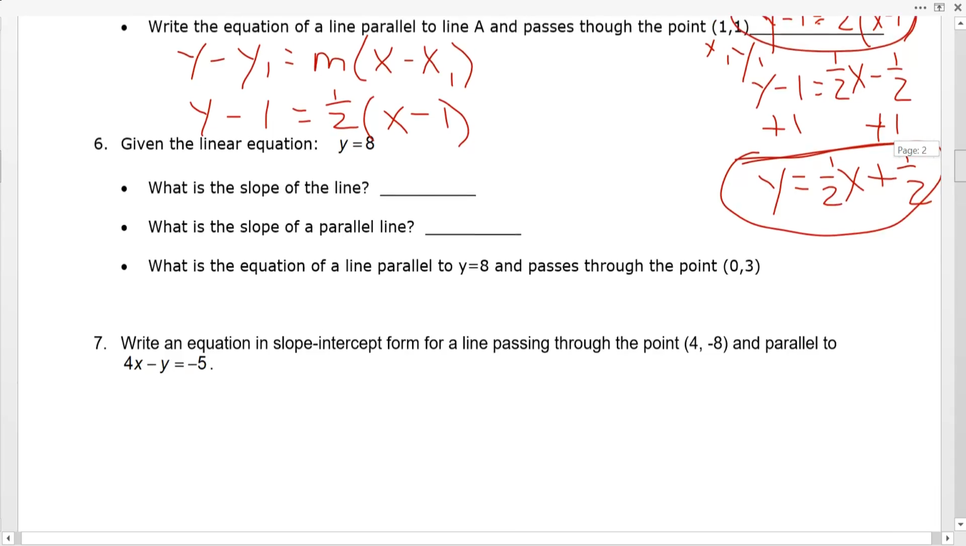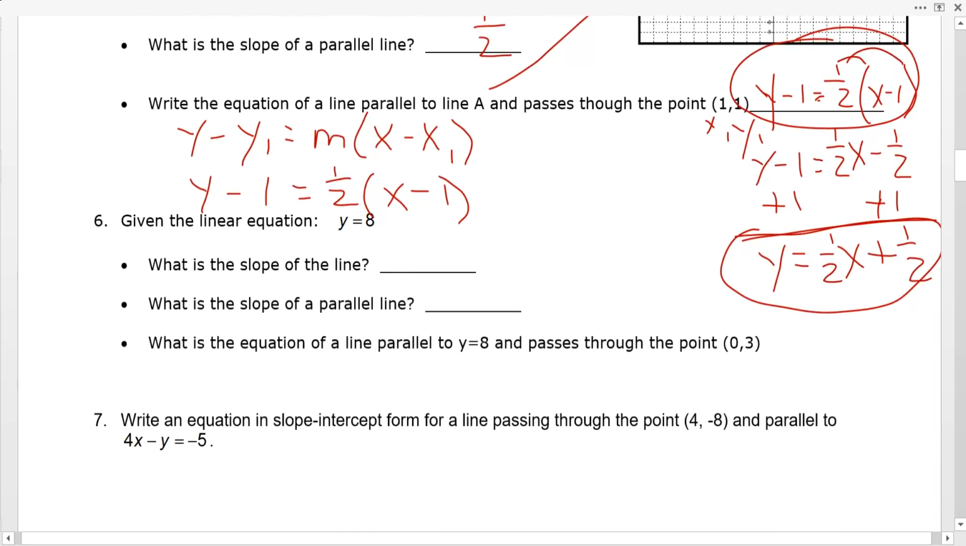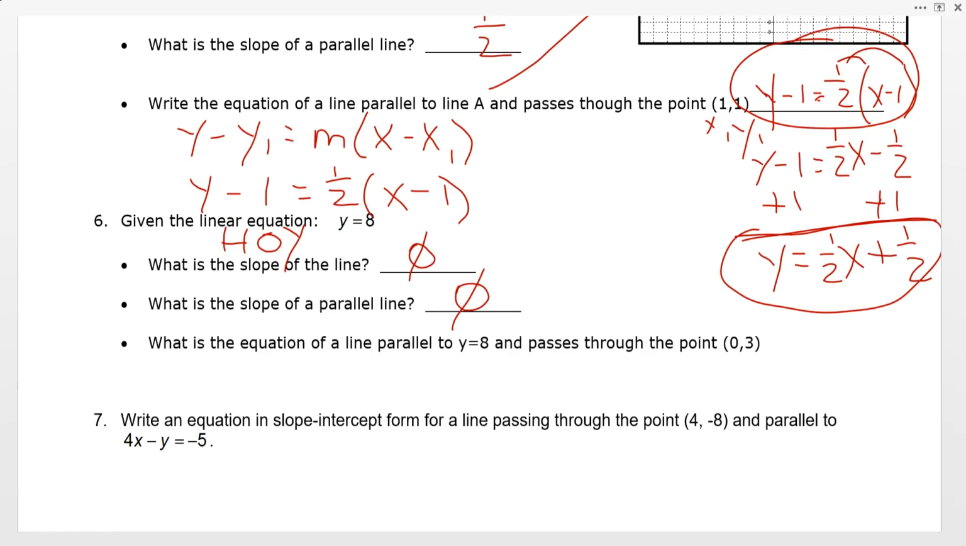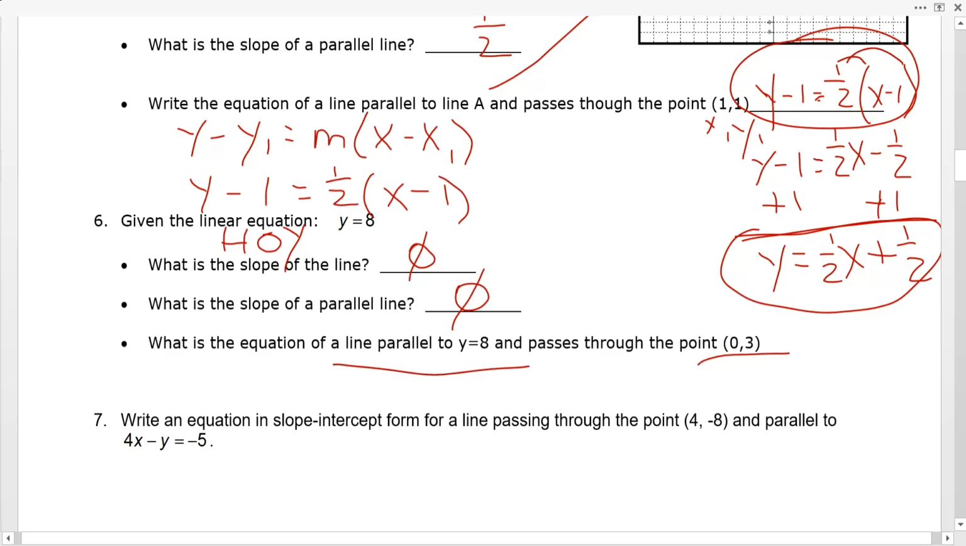Now I have a linear equation that's y equals 8. And my first thought is that it is horizontal, because it's y equals. So it's a horizontal line and the slope is 0. So any line that's parallel to that is going to have a 0 slope. So if I am looking for a parallel line, I can use the y-intercept. So I could say y equals 3 is going to be my answer.